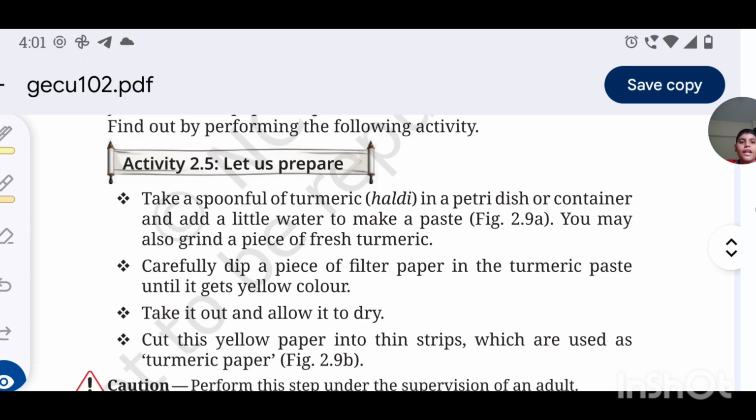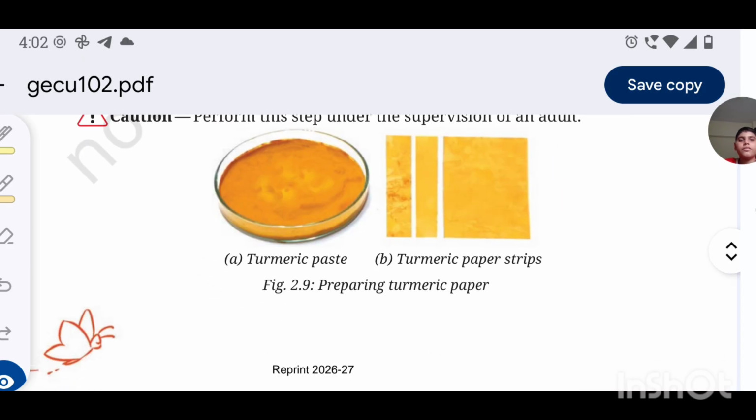You may also grind the pieces of fresh turmeric. Carefully dip the piece of filter paper into turmeric paste until it gets yellow color. Take it out and allow it to dry. Cut this yellow paper into thin sheets which are used as turmeric paper. 2.9b has been shown. 2.9a is turmeric paste.